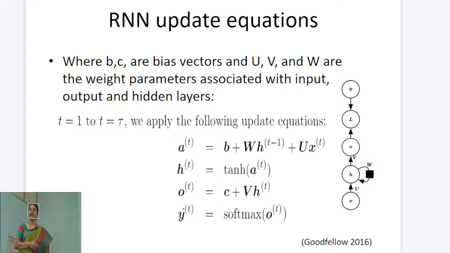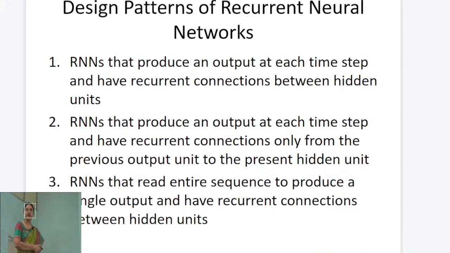That means you will be taking, because you are generating the output for every input, you have the predicted output and take information feedback from the predicted output. So that is the second option, the previous output unit to the present hidden unit. That is the next option. And the third one is the RNNs that read the entire sentence to produce a single output and have recurrent connections between the hidden units. So this is a third option. Like that, multiple variants will be there.